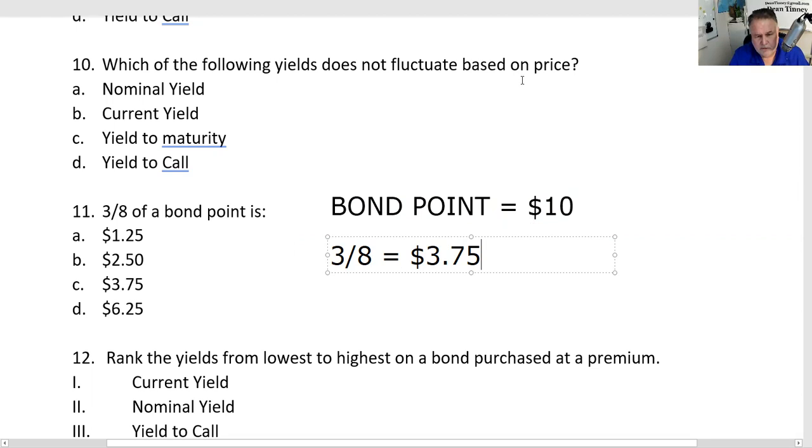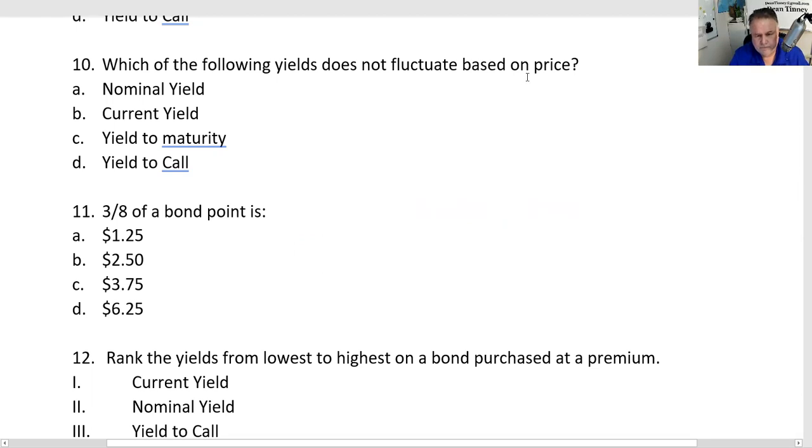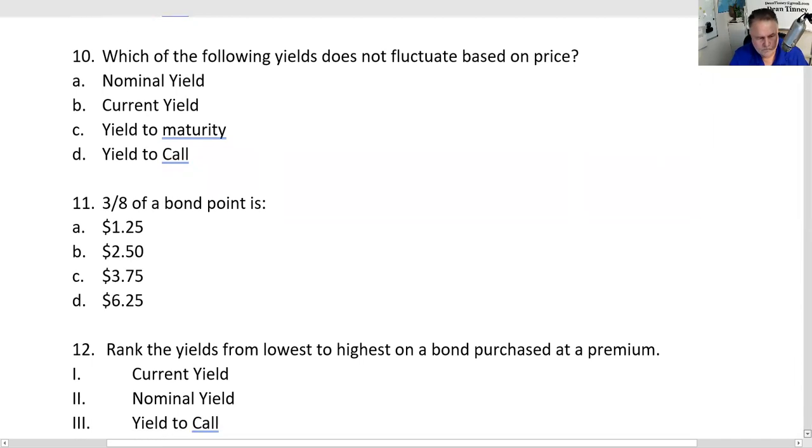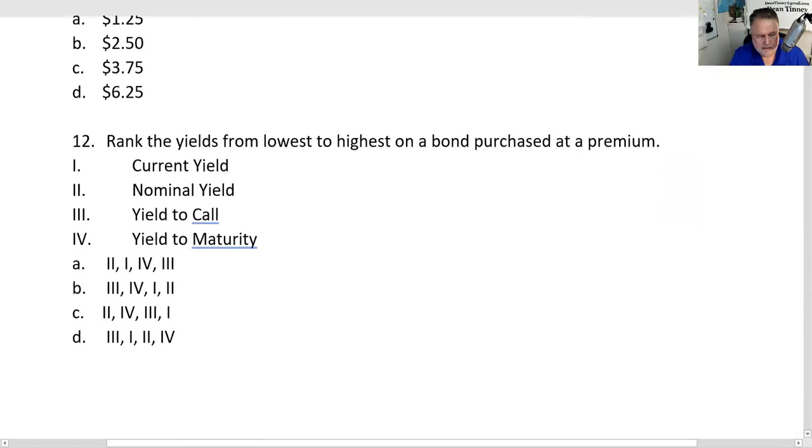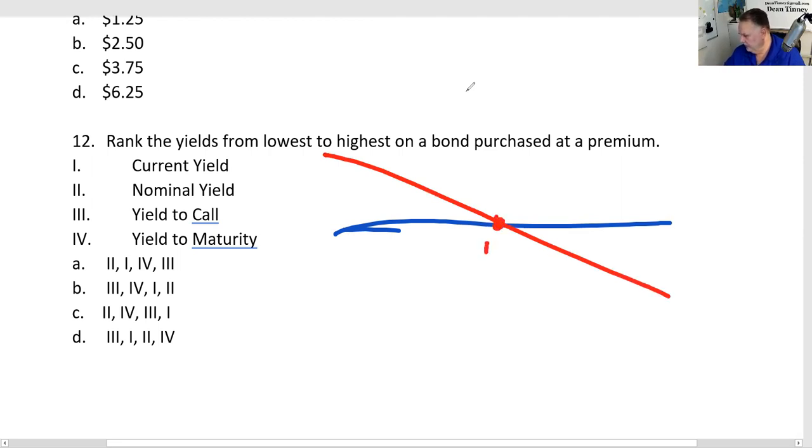Again, we said that what you want to be able to do on these bonds at a premium, I can't imagine any draw in which you're not going to get a bond trading at a premium. And so what we said we should do is draw a flat line, which represents a bond at par. There's our bond at par. And then we should draw a line that represents a bond at a premium. There's our nominal yield. Here's our current yield. Here's our yield to maturity. And here is our yield to call.